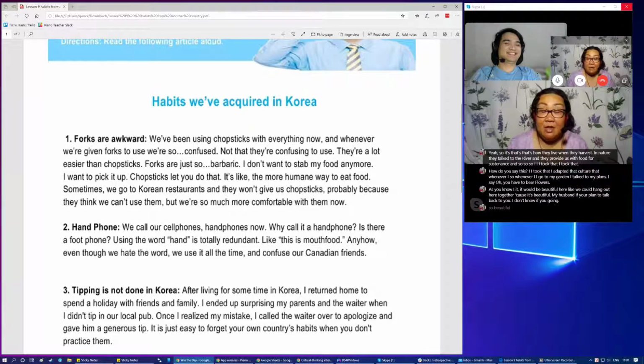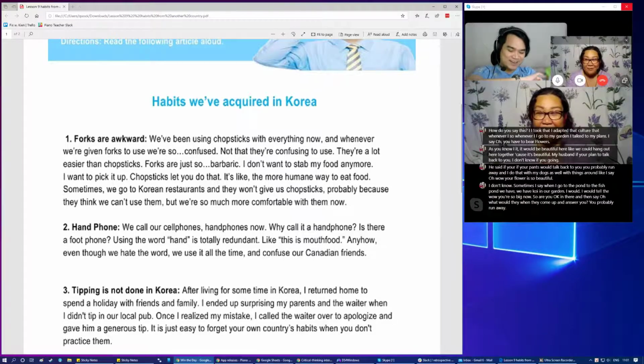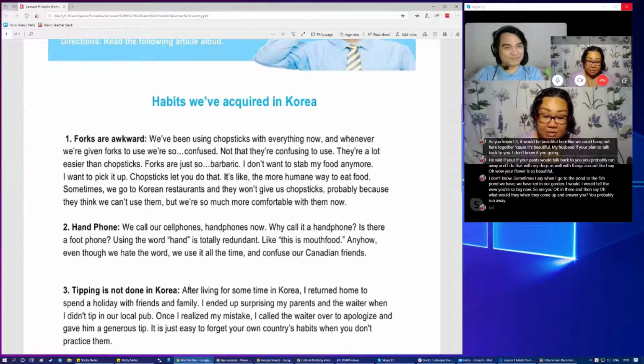And sometimes when I go to the pond, we have koi in our garden. I would tell the koi, "Wow, you're so big now. Are you okay in there?" And when they come up and answer you, you'd probably run away. You want me to eat you? I actually tell them we will harvest you because we need food, we need to eat, something like that.